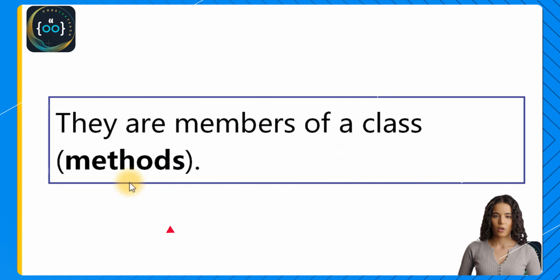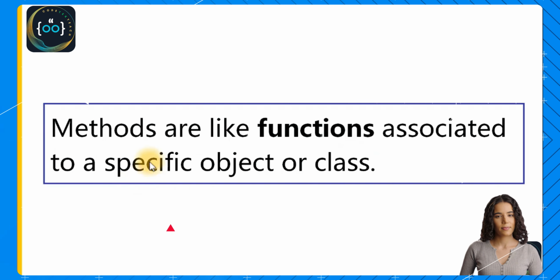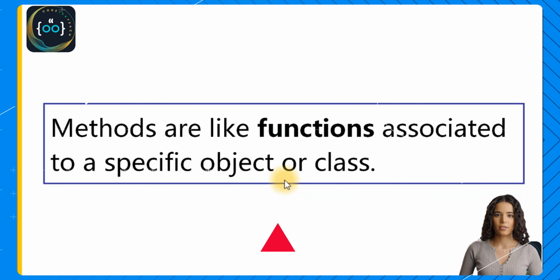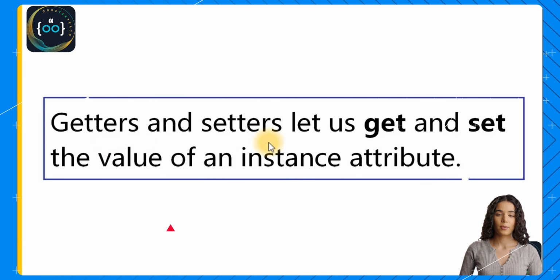Particularly, they are methods. What are methods? Well, methods are like functions that are associated to a specific object or a class. They are like the functionality that the object can perform. In particular, getters and setters let us get and set the value of an instance attribute.